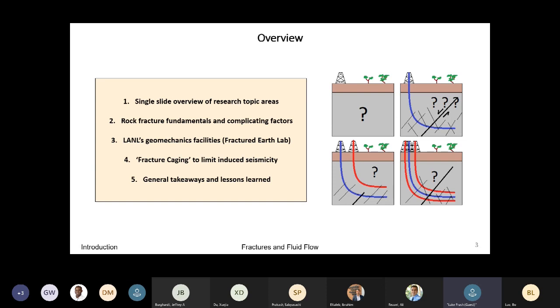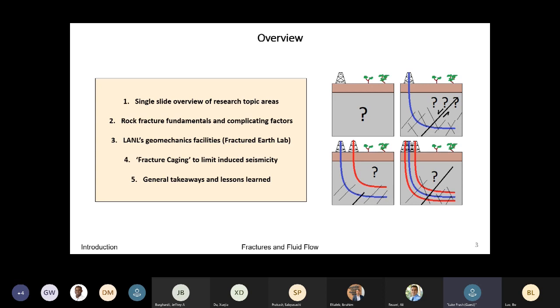Then I'll give an overview of the kind of facilities that we use here. And then I'll talk a little bit about fracture caging, that image on the first slide. Then I'll provide some general takeaways and lessons that I've learned so far in my experience working in rock fracturing and fluid flow.